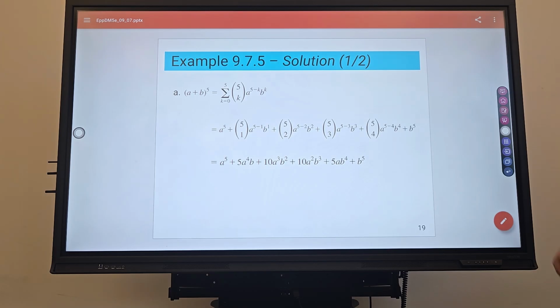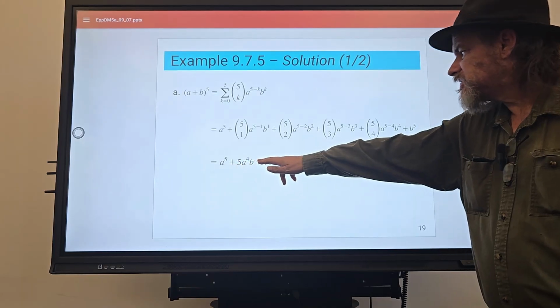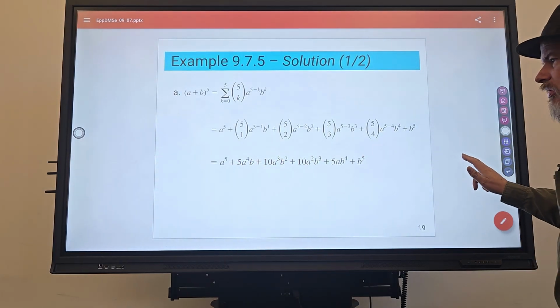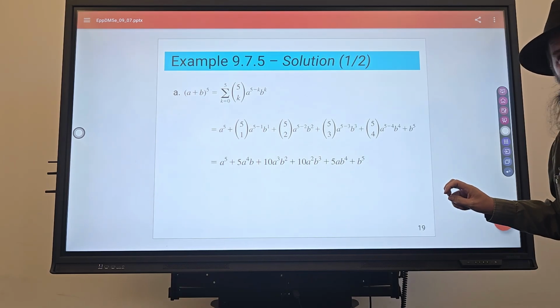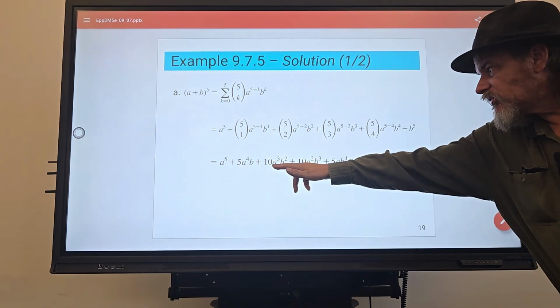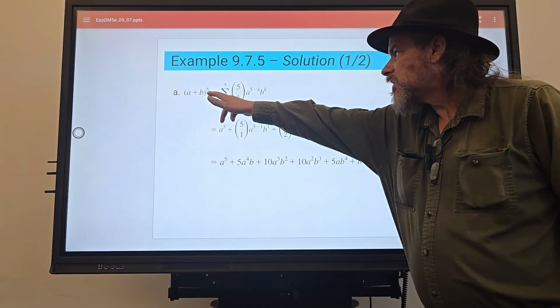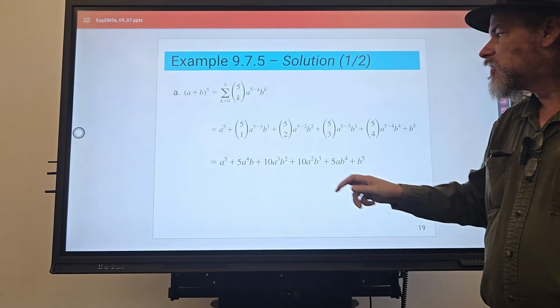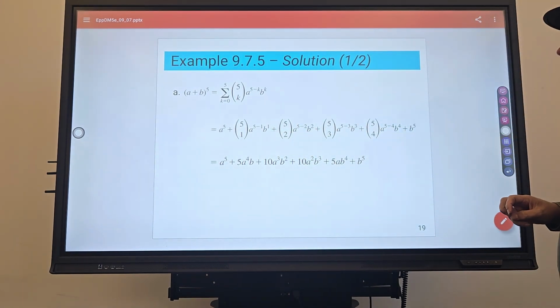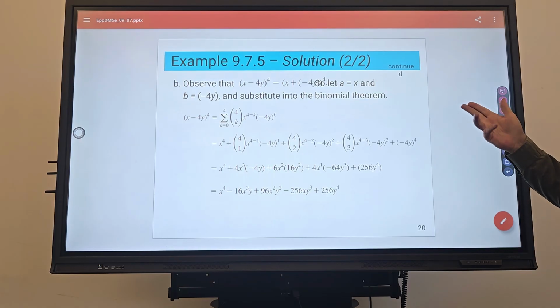So if you recognize a pattern there, your powers of a decrement to 0, powers of b increment from 0 to 5, and the coefficient matches the power of the initial equation: choose 1, 2, 3, 4, etc. So same situation going on here.